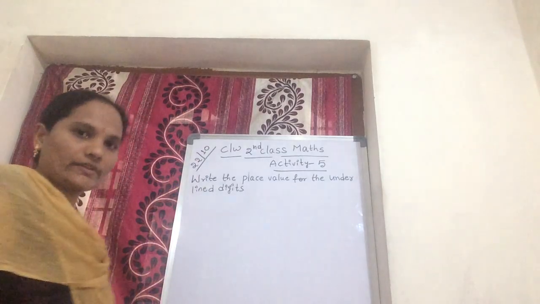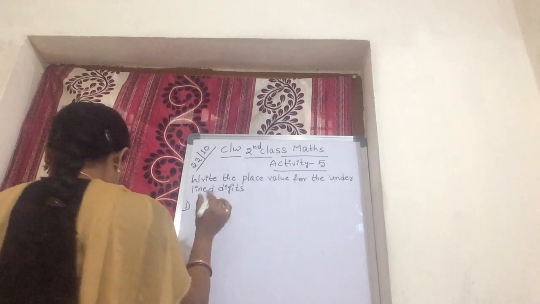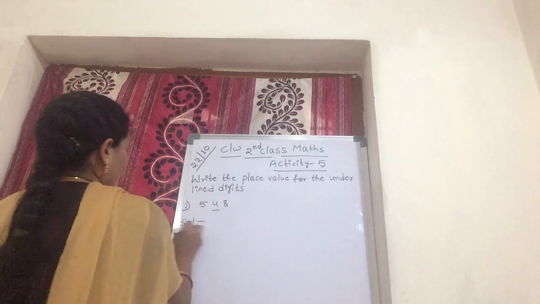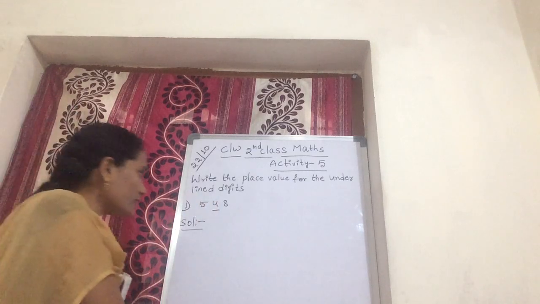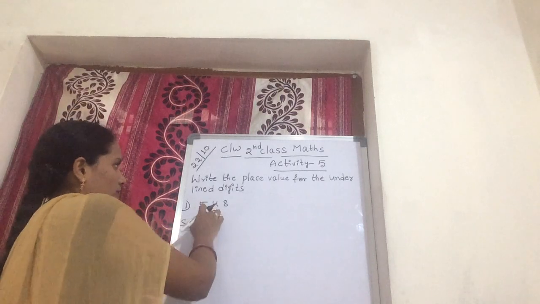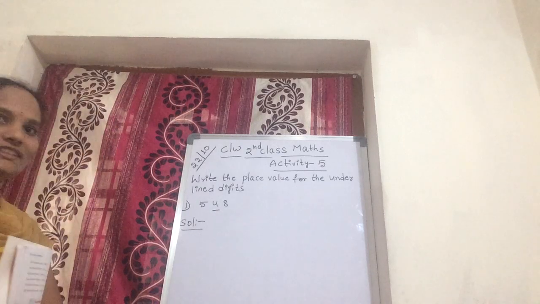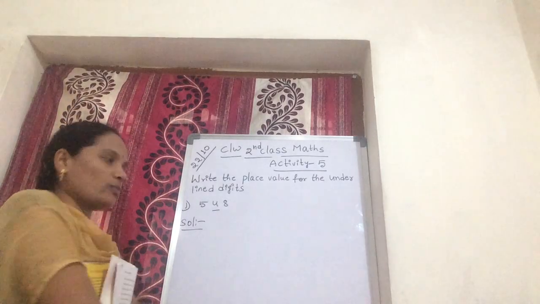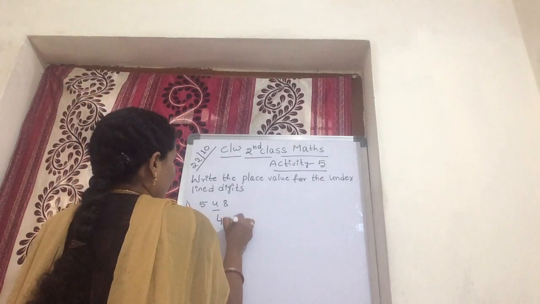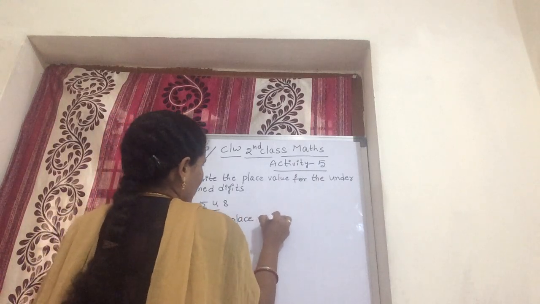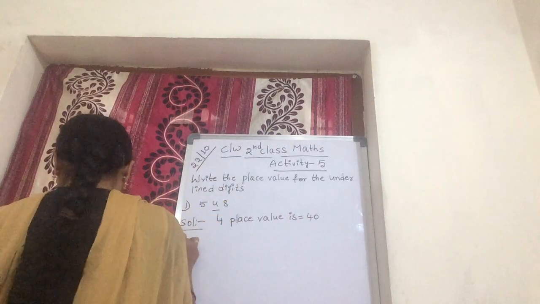Let's see some examples. Tell me, children, here you get one number, 548. 4 is the underlined digit. What is the place value of 4? 4 is in the tens place, so the place value is 40. Got it, children? Next one.